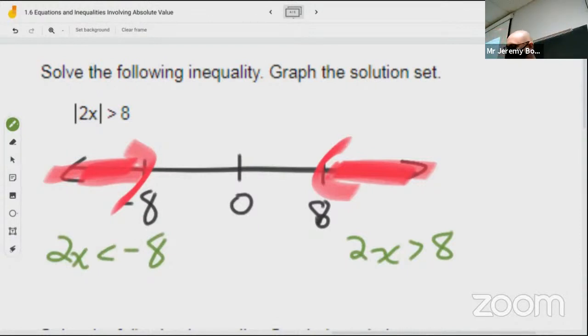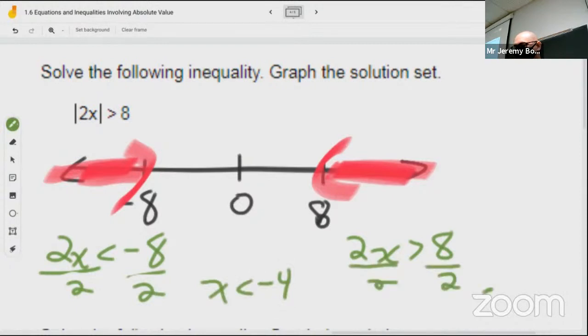And so if we solve that up, if you divide by 2, the answer is going to be x is less than negative 4. You divide by 2, and x is going to be greater than 4. Okay, so that's going to be our inequality. Any question on getting that part? All right, so what is that going to be in interval notation? That's the hard part.